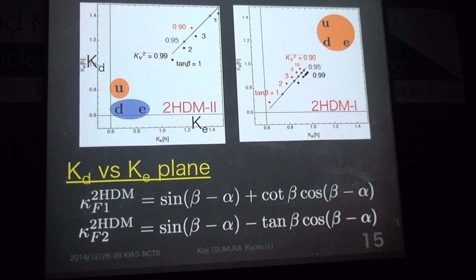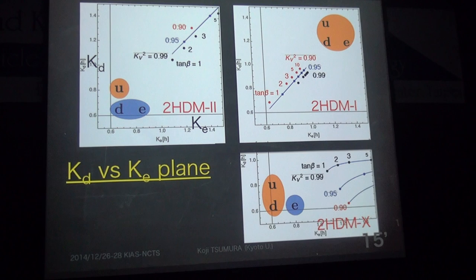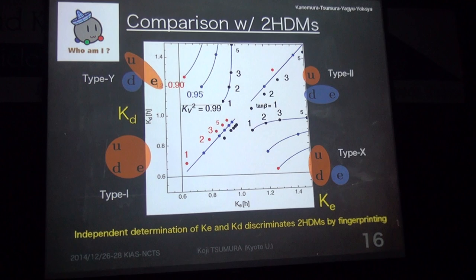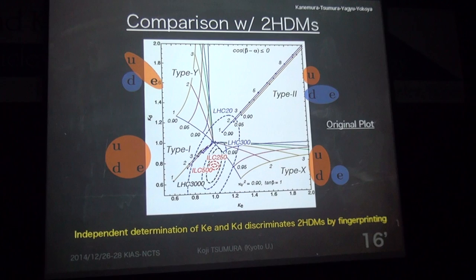And the third one is the type X two-Higgs-doublet model. Then we can clearly distinguish these three models by looking at the Higgs coupling measurement. Okay, this is a summary of the two-Higgs-doublet models. The type 1 model is here, the type 2 is here, and type X and type Y. So using Higgs coupling measurements, we can easily distinguish the two-Higgs-doublet models. That is what I want to tell you today. Okay, this is actually the original plot in my paper.